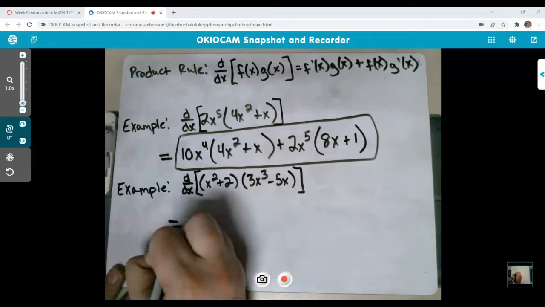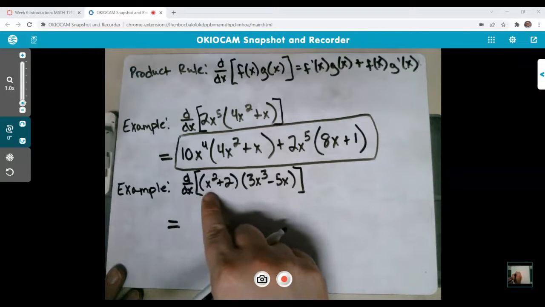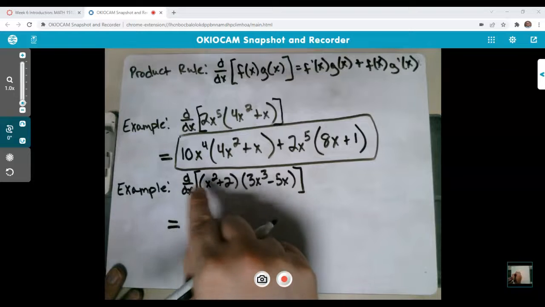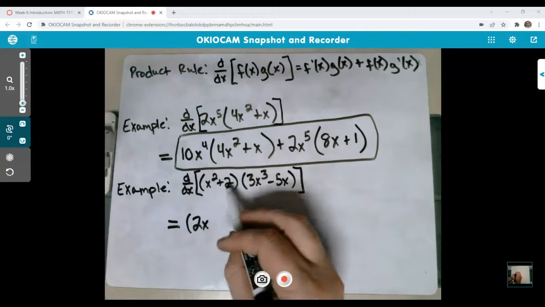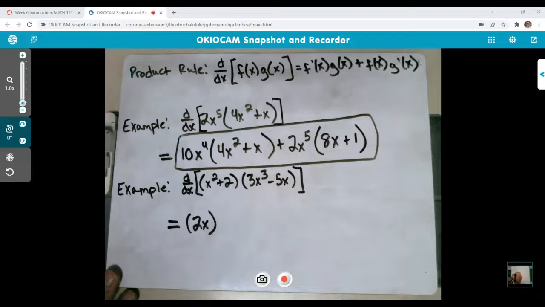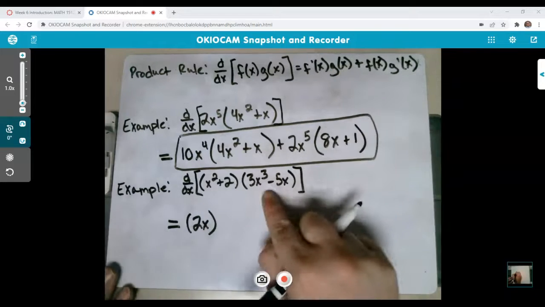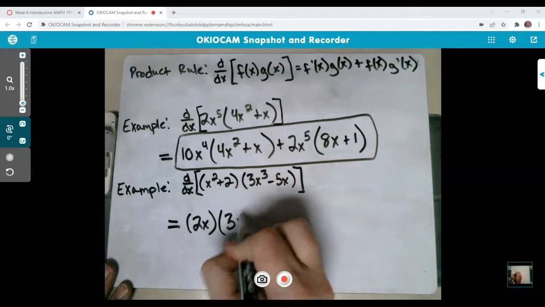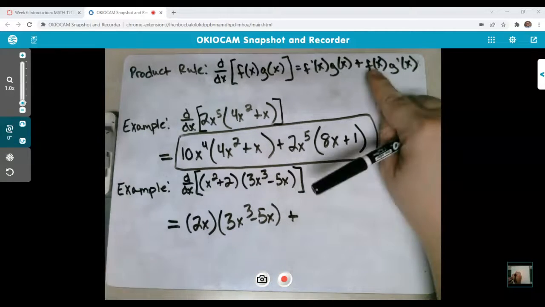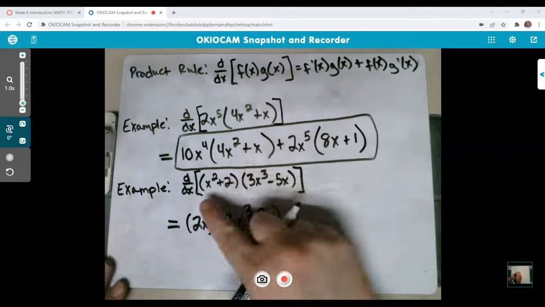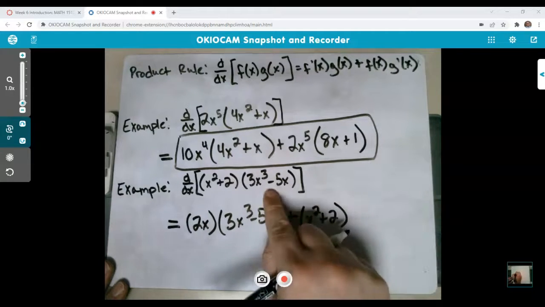So that's going to be equal to the derivative of the first part, the derivative of x squared plus 2. From the x squared part, I get 2x. From the 2, I get 0, so I can just leave that as 2x. Times, leave the second part, so we're just going to leave 3x cubed minus 5x. Then I'm going to add, now I'm going to leave the first part, so x squared plus 2 is going to just stay. And then find the derivative of this part.